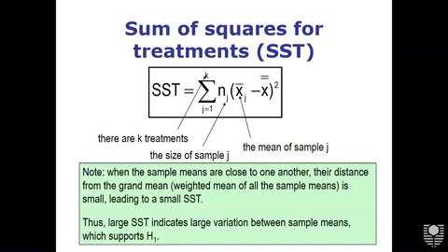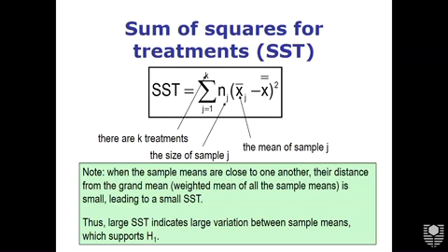Highlight this one. It indicates large variation between sample means, which supports the alternative, because at least 2 samples differ. If you check your slides, check the alternative hypothesis before. The null hypothesis says mean 1 equals mean 2 equals mean 3. But the alternative is that at least 2 differ. That is the structure, with the 3 parameters of interest. Sometimes you have 4, but normally they are 3.